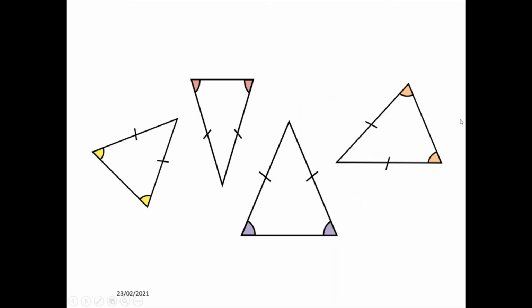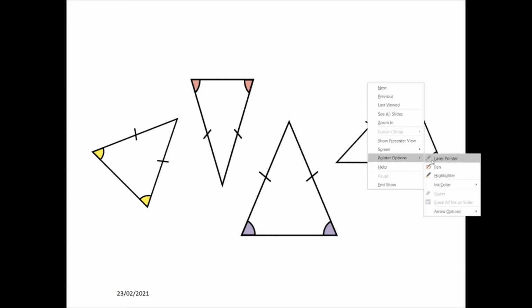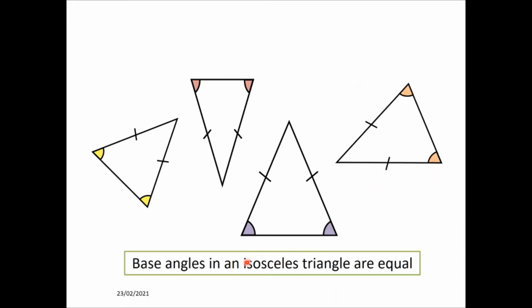So what we have over here is photos of isosceles triangles. Now, the important part to note is that the base angles in an isosceles triangle are equal, something that you should know. But if you don't, the angles that are associated with the base, as I'm pointing over here, are equal, and you can know it's an isosceles triangle by these little lines that they may have in them.